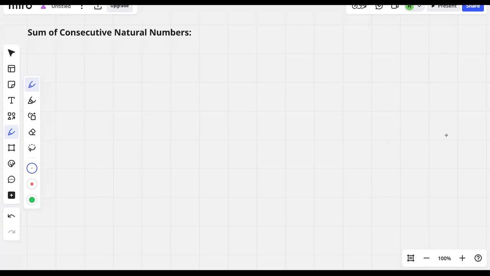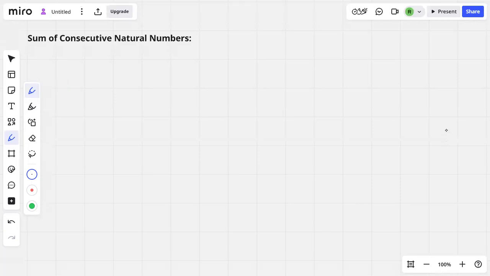All right, the first topic we want to learn in this chapter is sum of consecutive natural numbers. What does it mean? Suppose we start from a number, let's say 1, and we add all the consecutive next numbers to it, and so on, like this, equal to what?